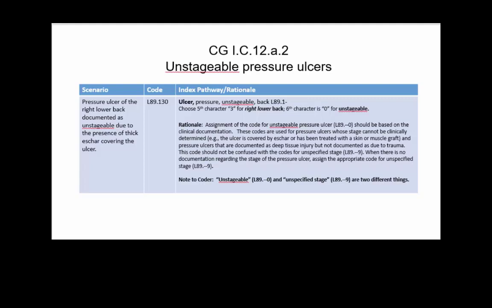An unspecified stage is when the ulcer's there, you can see it, but the doctor did not, in his documentation, stage it. Two different things. In this particular example, the pressure ulcer of the right lower back was documented as unstageable due to the eschar covering the ulcer. And there's your index pathway. The 5th character is 3 for the right lower back, and the 6th character is 0 for unstageable.